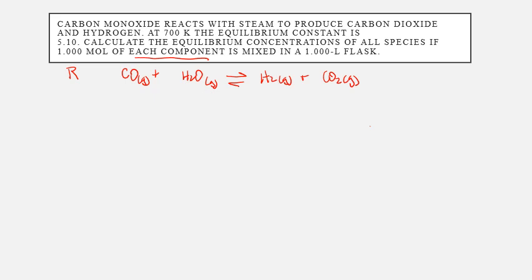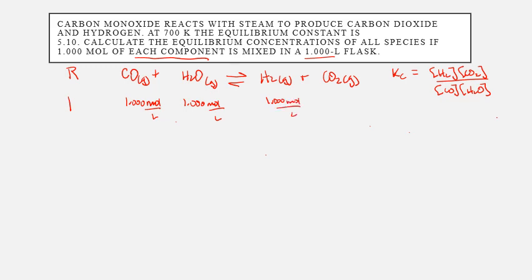So I have my R. I'm going to set up my Kc expression in this case. So I'd have the concentration of H2 times the concentration of CO2 over the concentration of CO and the concentration of H2O. So they tell me initially that I have 1.000 moles of each of the components. It's a 1 liter flask, so that would be the molarity for each of my initial reactants and products.